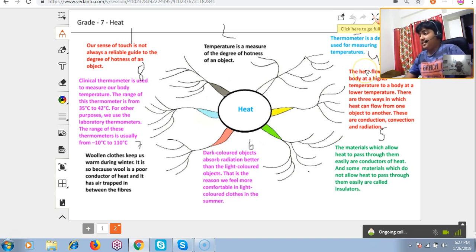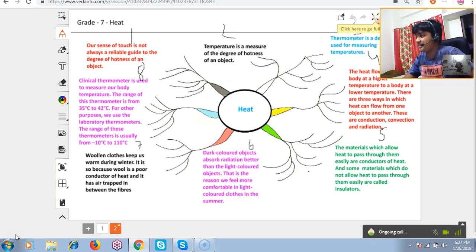And the fourth point is that heat flows from a body at a higher temperature to a body at a lower temperature. This heat is flowing from the body at a high temperature to the body at a low temperature. There are three ways in which heat can flow from one object to another. These are conduction, convection, and radiation.